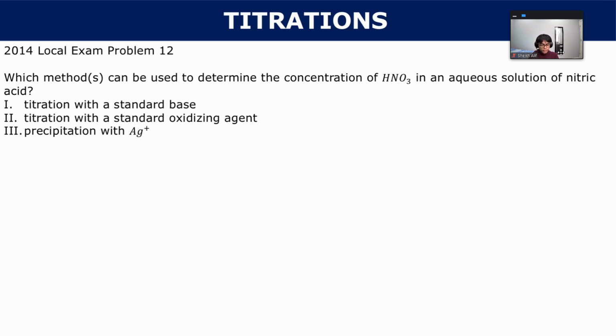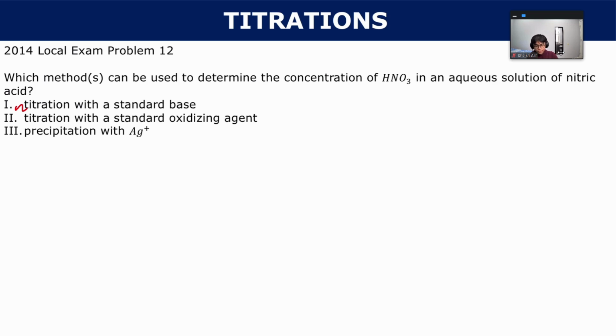All right, let's take a look at some practice problems about this whole topic. Which methods can be used to determine the concentration of HNO3 in an aqueous solution of nitric acid? The first is titration with a standard base. That makes sense to me because HNO3 is a strong acid, and if you have a strong base, or a base in general, to do a titration with, that would work. So 1 could definitely work.